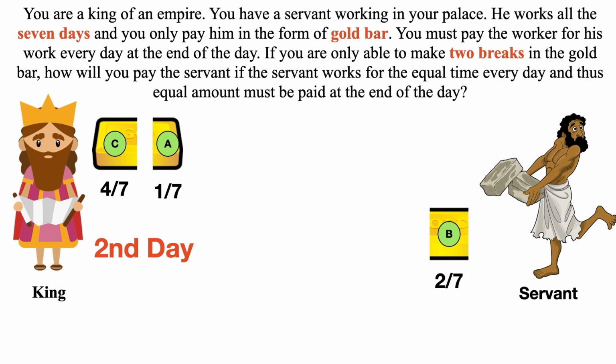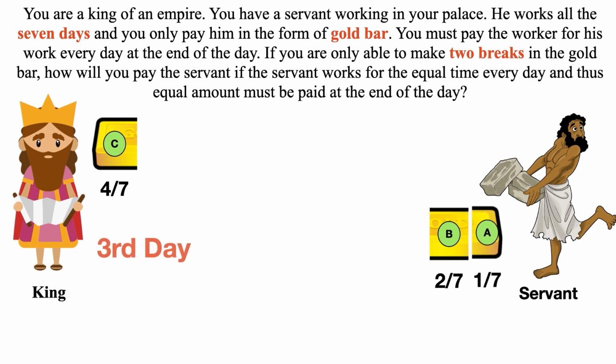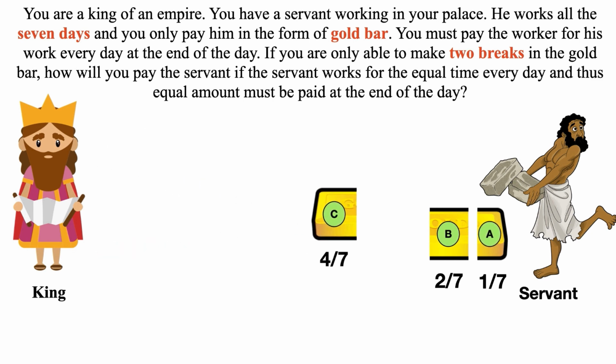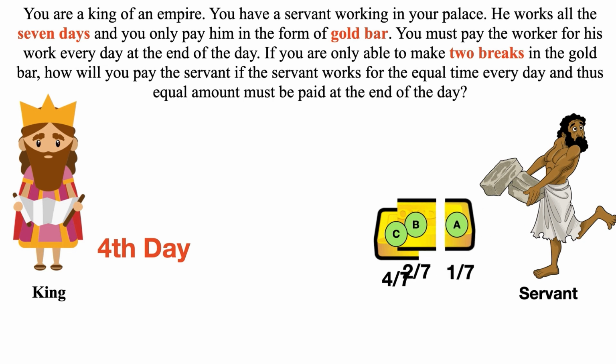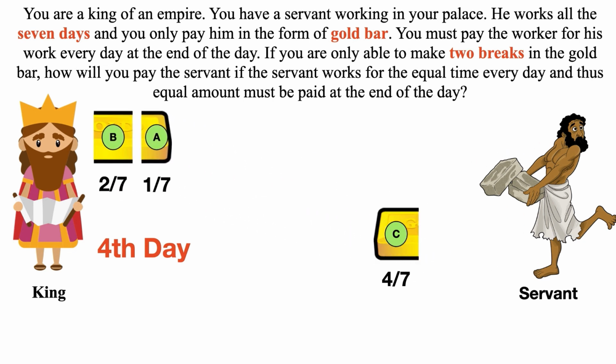Worker possesses bar B. When day 3 ends, give bar A to the worker. You remain with bar C. Worker possesses bar A and bar B. When day 4 ends, give bar C to the worker and take back bar A and bar B. Here you remain with bar A and bar B.